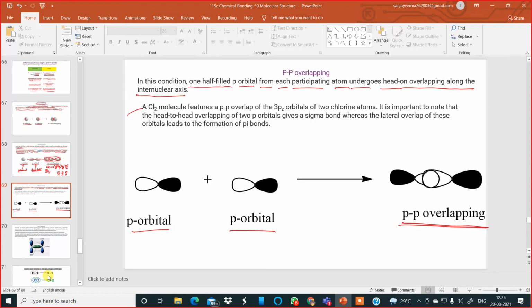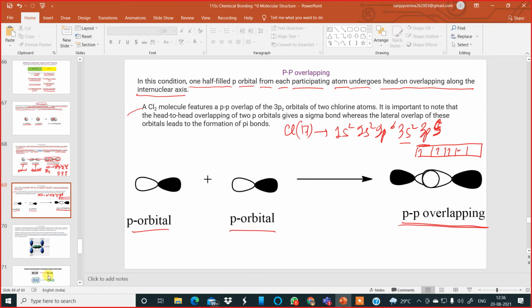If you take an example, the chlorine molecule, it has atomic number 17. If you write down the electronic configuration, 1s2, 2s2, 2p6, 3s2, then 3p5. Just check the total: that is 17. Now the p orbital of each chlorine atom has 5 electrons. Just check: 1, 2, 3, 4, 5.